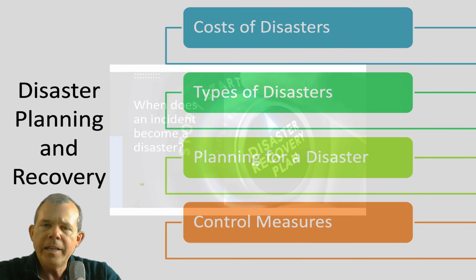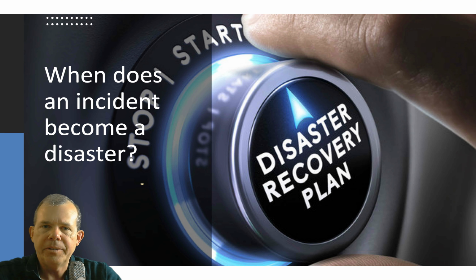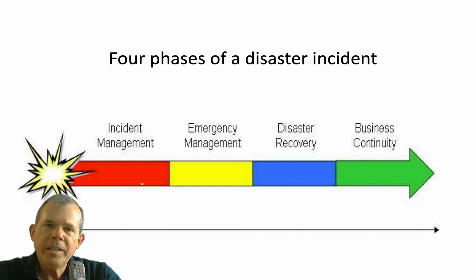Now let's talk about the actual planning for a disaster. So when does an incident become a disaster? An incident might just be an outage. A disaster is a full-blown panic mode. Plan everything, stop the presses, grab the president, put the people in the room, plan for a recovery. So it's kind of a gray area between those two, but we do have to think about the phases of how you would go through a problem.